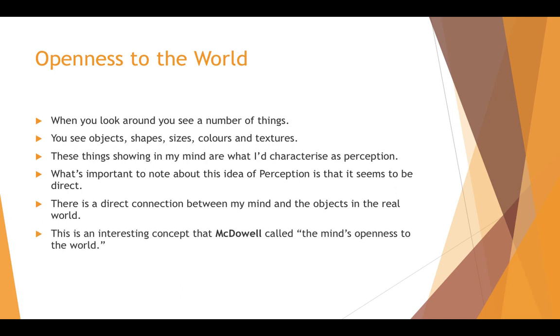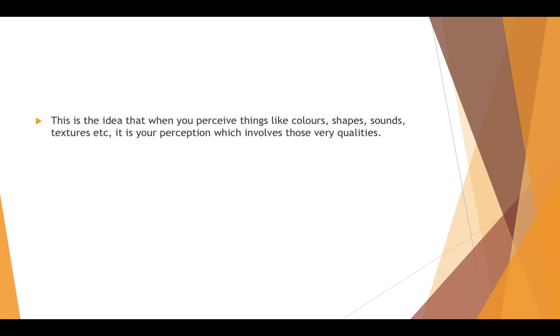So this is an interesting concept that McDowell calls the mind's openness to the world. The mind is open to the world. And it's really the idea that we perceive things like colours, shapes, sounds and textures, and that perception involves you experiencing those qualities. That's what perception essentially is, and that's what we would probably describe as the intuitive idea of perception. If we were to go along the street and ask people, if you were to describe perception to me, what do we mean? If I was to perceive something, what would that mean? And people would say, well, you're experiencing something, okay, but more specifically, you're experiencing something that is independent of yourself.